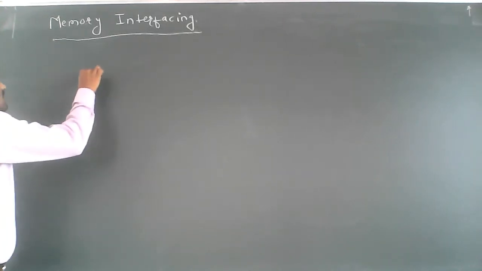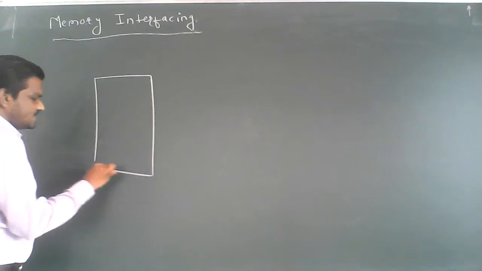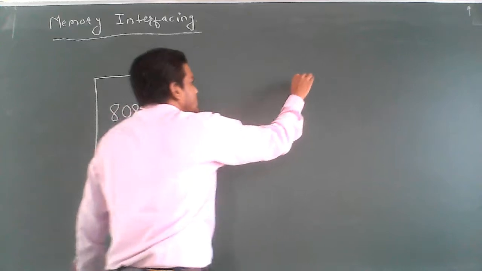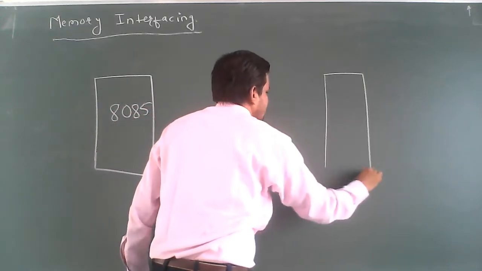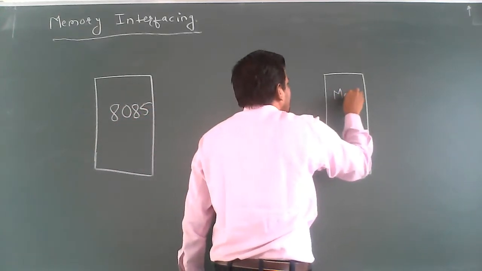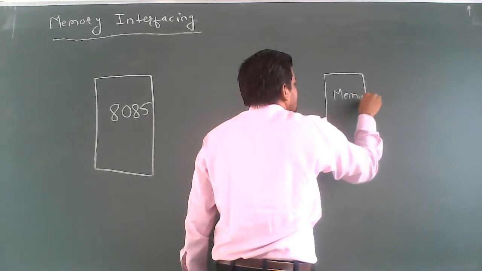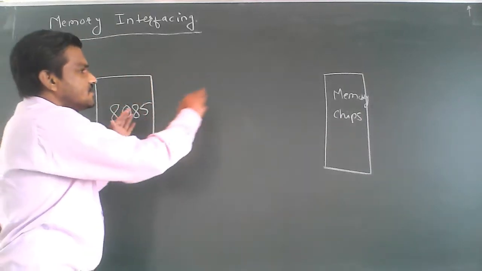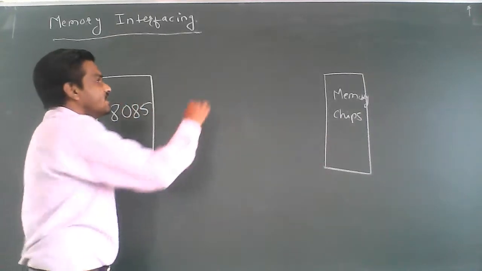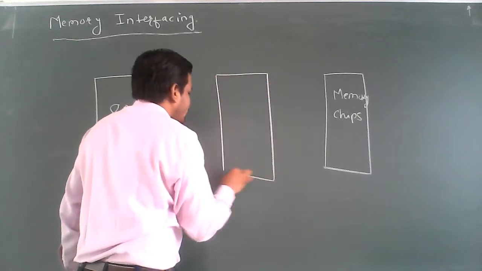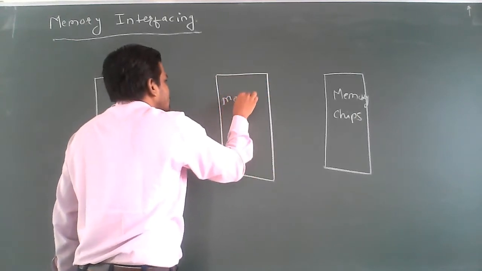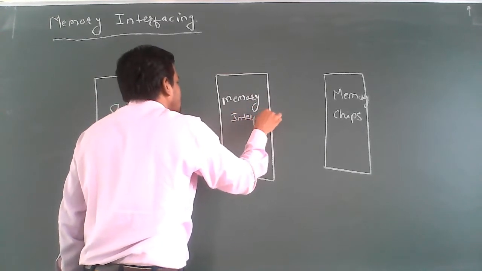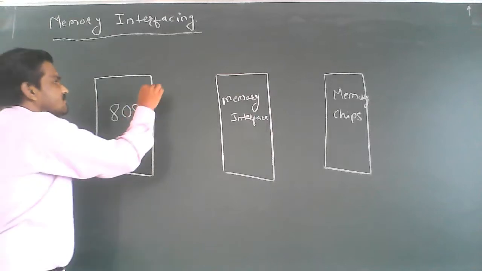Today we will see memory interfacing. In memory interfacing we want to interface our 8085 microprocessor along with some memory chips. We want to connect our microprocessor to the memory chips, so it will require some interfacing, that we will call a memory interface. Through this memory interface we can then exchange information.